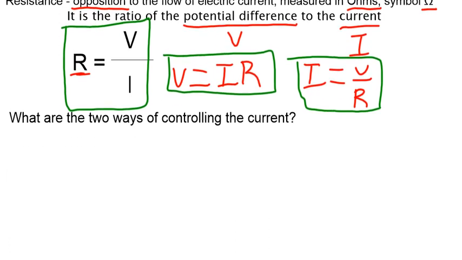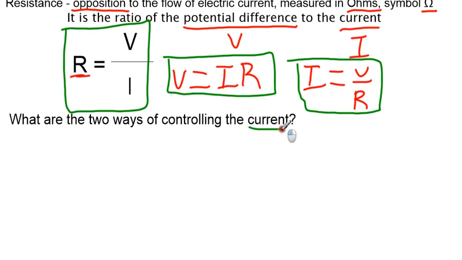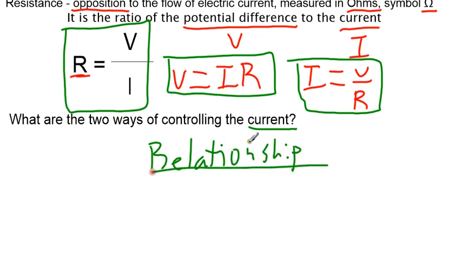So, what are two ways of controlling the current? If we're looking at our equation here, so we're looking at the I now, we can manipulate the V and manipulate the R. What you want to be thinking about are the relationships between the variables. Is it linear? Is it inverse? Is it direct? Things like that. We'll talk more about those relationships. See if you can come up with those relationships and see if the person next to you in class found the same relationships between those variables.